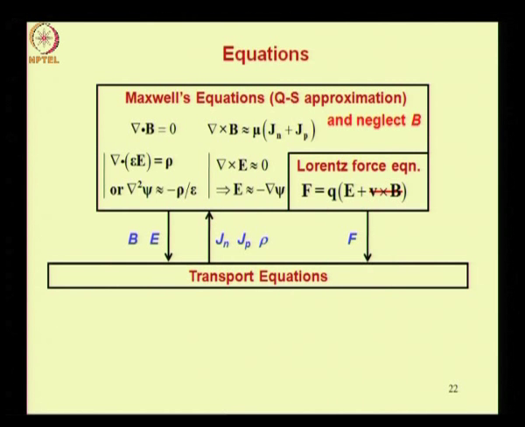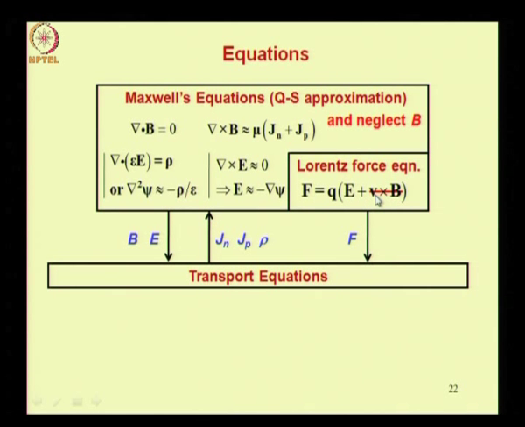Next let us neglect the effect of B. So what we are doing here is this V cross B term we are neglecting, the effect of magnetic field is neglected. Now before I proceed further you might just wonder how this V is determined. So in fact this V can be determined from the information about the current densities Jn and Jp.